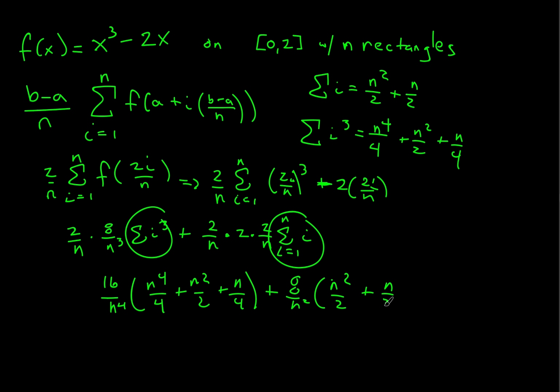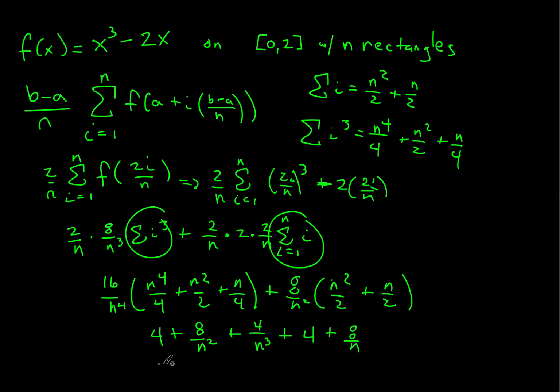plus n over 2. And if we multiply these guys out, we get the n to the fourth and the n to the fourth cancel here, and 16 over 4 is 4, plus n to the fourth and n squared would give me 8 over n squared, plus 4 over n cubed, plus 8 over 2, that's 4, plus n and n squared, that's going to be 8 over n.